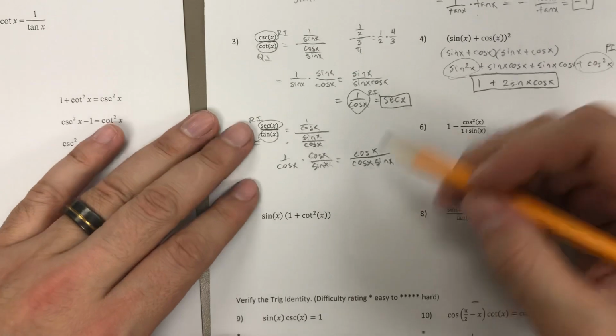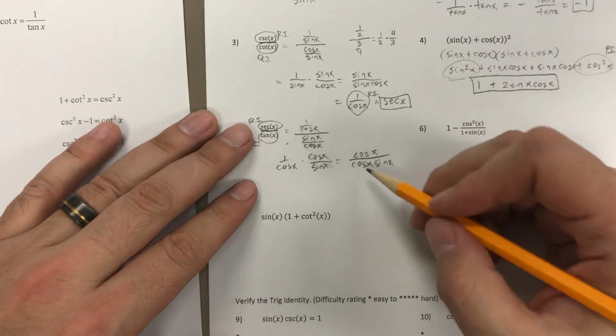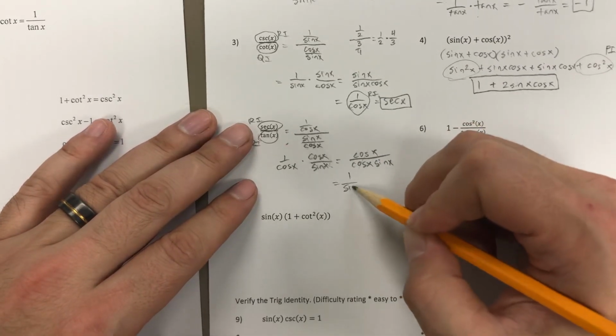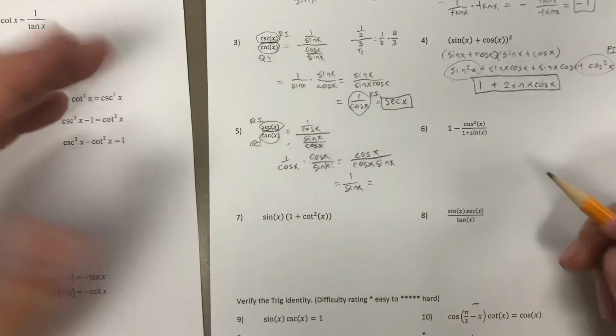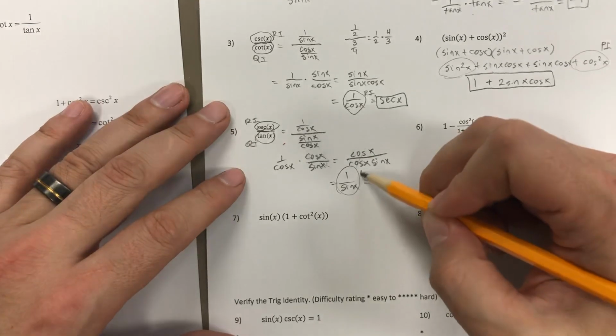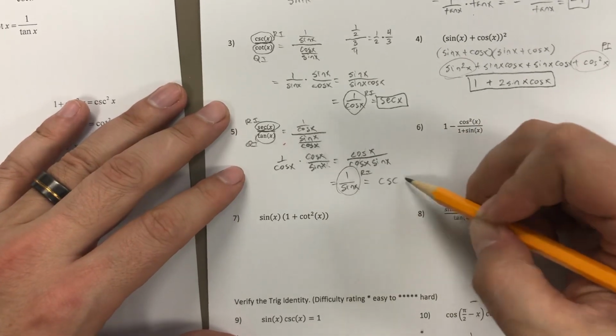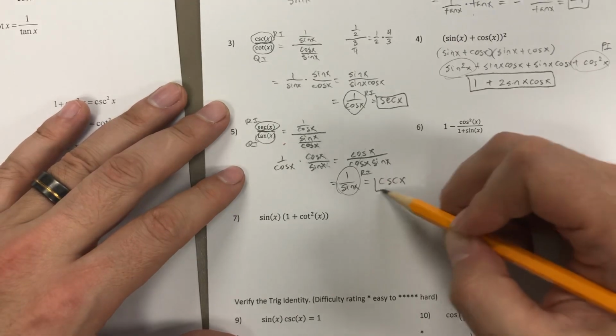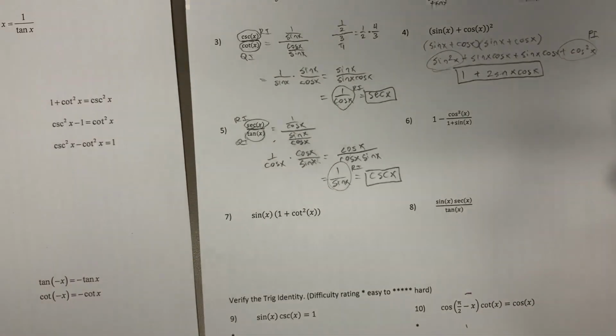And then just like any other fraction, the cosines cancel out, and I'm just left with 1 over sine of x. And we've seen that before as a reciprocal identity. This turns into the cosecant of x. And we're all done. That's as far as it goes in terms of simplifying it.